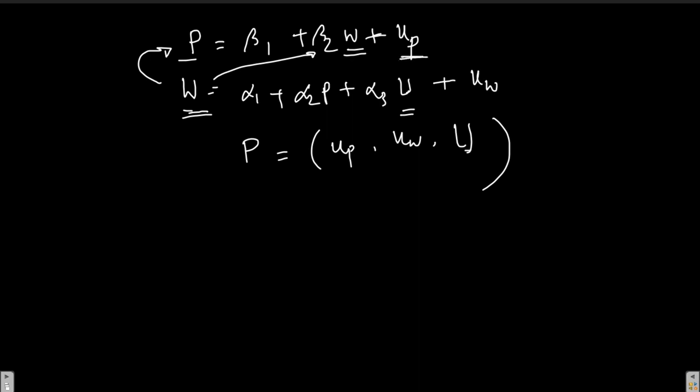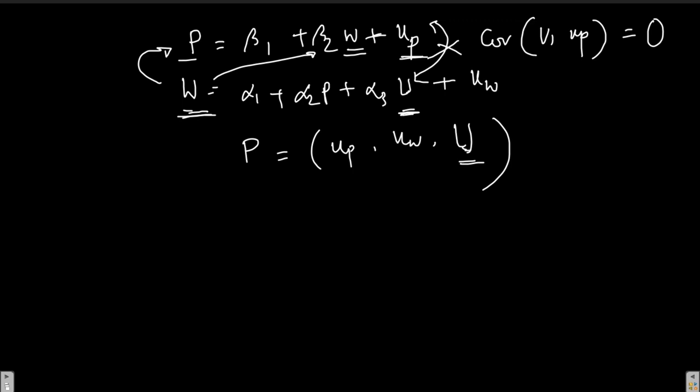Since U is an exogenous variable and is not related to the u_P term, the covariance of U and u_P is going to be 0. So basically, I can use U as an instrument. In this equation, W and U are correlated, of course, so the covariance of U and W is not going to be 0, and that satisfies the properties of IV. Now, that's all good.